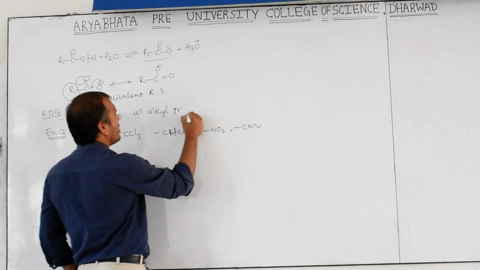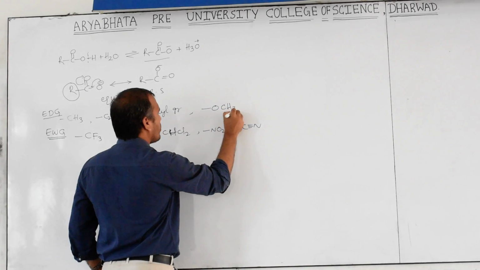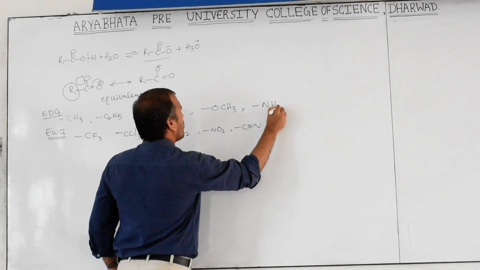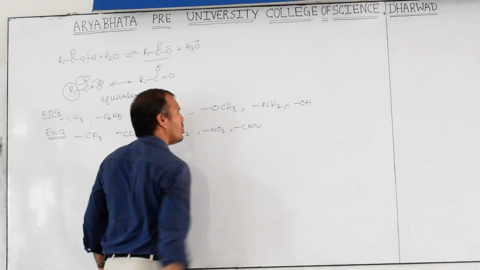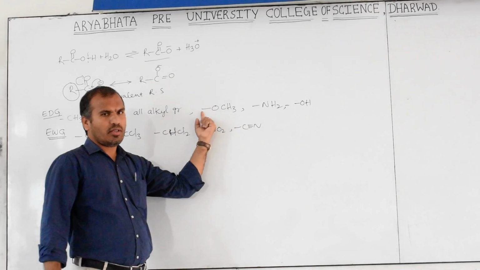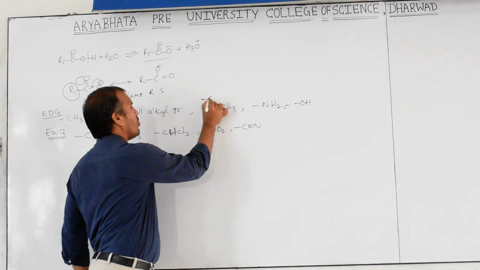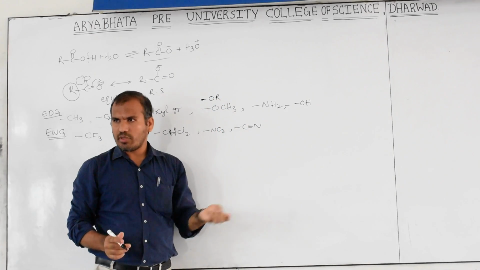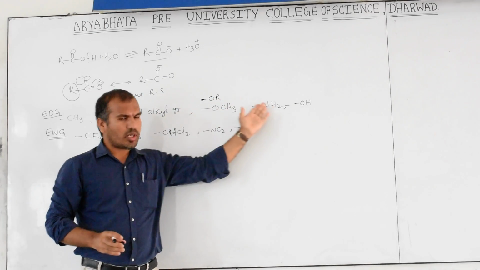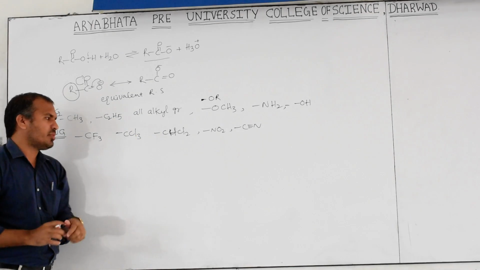These are electron withdrawing groups, and these are electron donor groups. And here, if you want, this is also an electron donor group. This is methoxy, or we can write it like OR, where R may be methyl, ethyl, propyl, whatever the group. These are electron donor groups, and these are electron withdrawing groups.